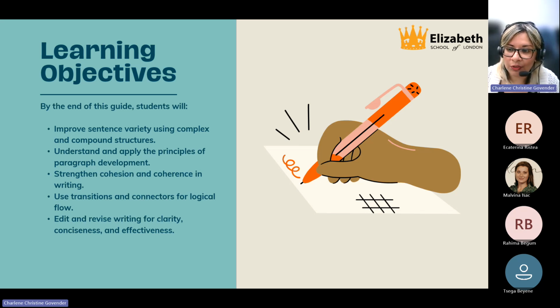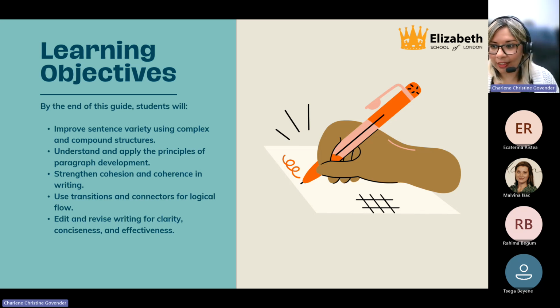Some of those objectives include to improve your sentence variety using complex and compound structures in your sentences. So, if you're using very simple sentences in your writing, this guide will hopefully help you to incorporate more complex sentence structure. Also, to understand and to apply the principles of paragraph development.